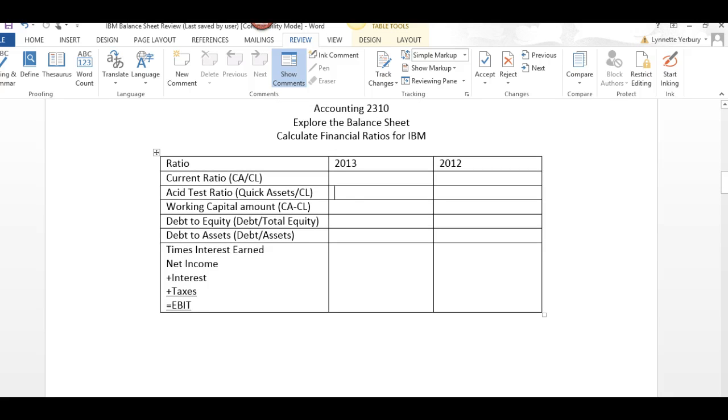Exploring the balance sheet, calculating financial ratios for IBM. These ratios were discussed in the chapter. The current ratio, the asset test ratio, working capital, debt to equity. I added one that's not in the chapter, debt to assets, and I gave you the formula right here. Take total debt divided by total assets, and then calculate the times interest earned ratio. So just for practice, let's look at the ratios that you were asked to complete in the chapter. Come back when you're done, and we'll continue from here.